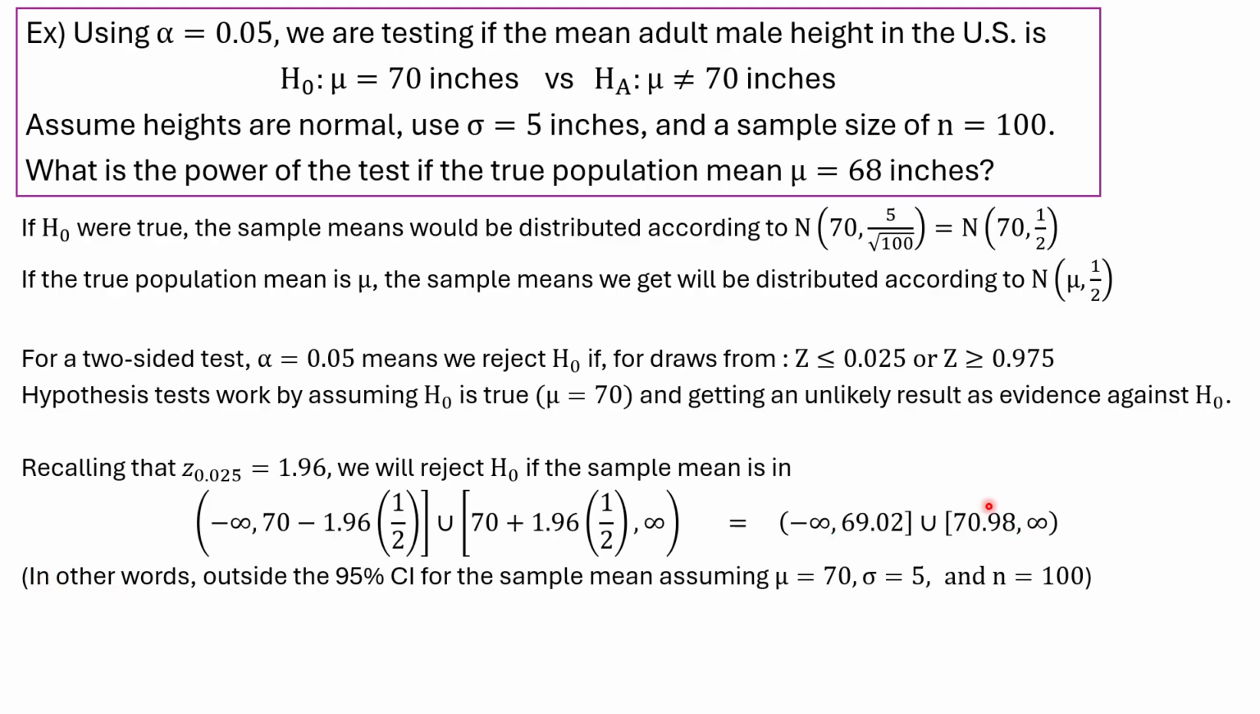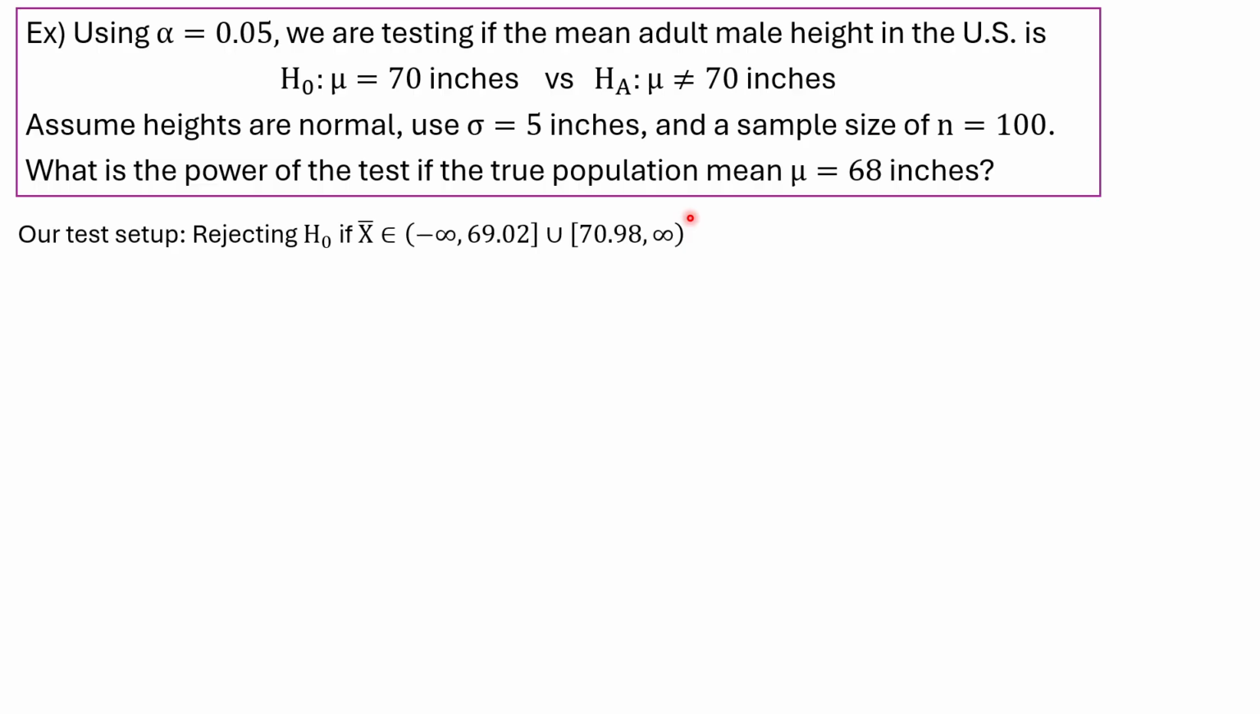In other words, here is where we would reject the null hypothesis. Notice these bounds right here, 69.02 and 70.98. That is the 95% confidence interval for the sample mean. So if the sample mean is outside the 95% confidence interval for that sample mean, assuming our null hypothesis mu of 70 inches, standard deviation of 5 inches, and a sample size of 100, then we will reject the null hypothesis. So now that we've set up the problem in our minds, remember our test setup will be rejecting the null hypothesis if the sample mean is in these intervals.